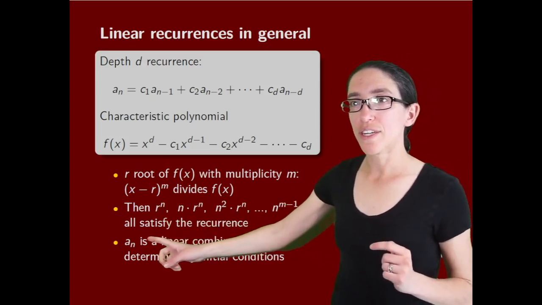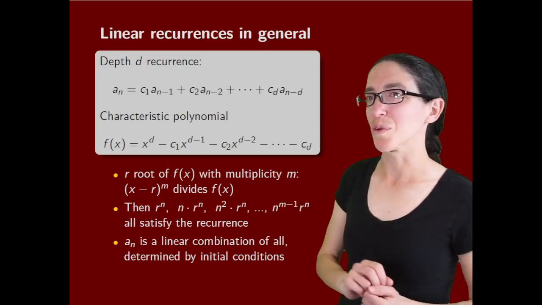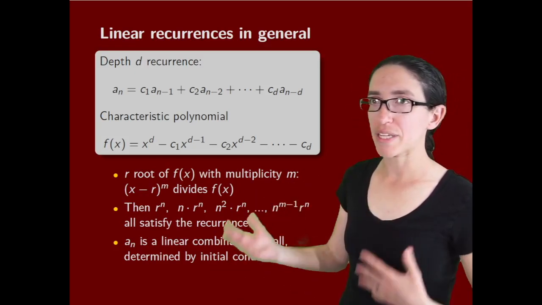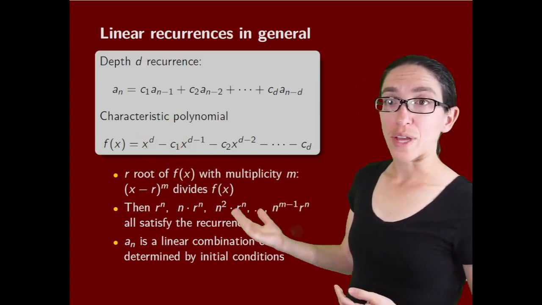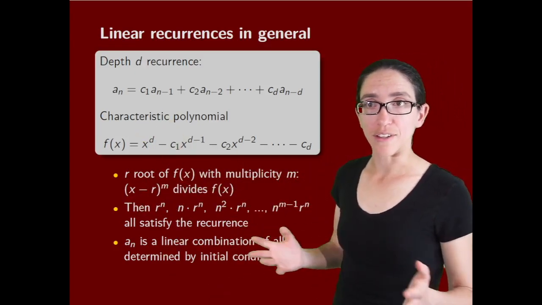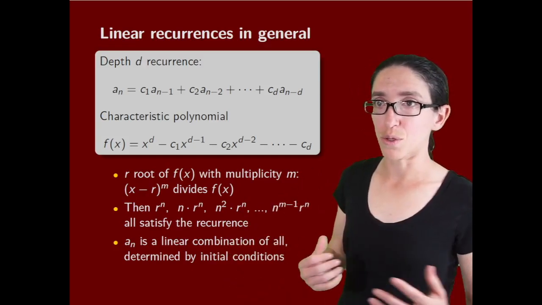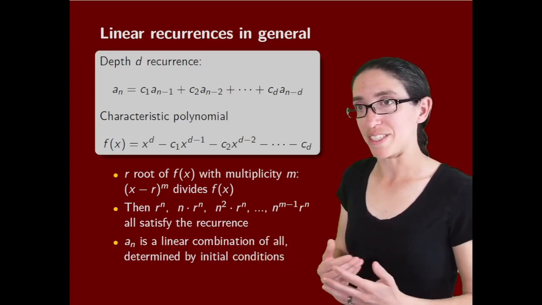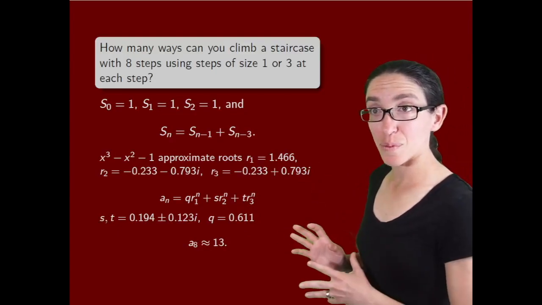Then you can show that r to the n, n times r to the n, n squared times r to the n, up to n to the m minus 1 times r to the n, are all things that satisfy the recursion. And so you take a linear combination of all of those for each root. So you have a lot of s's and t's. And so a sub n is a linear combination of all these, and it's determined by the initial conditions. You get a big linear equation, you solve for the coefficients, and in principle, you can solve every linear recurrence explicitly with this algorithm. So let's go back to our counting problem and see how we could have done it explicitly instead of recursively.